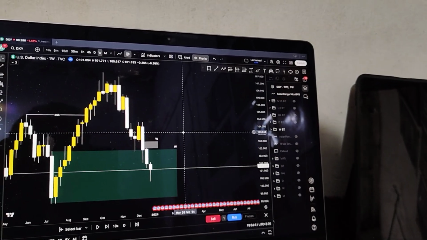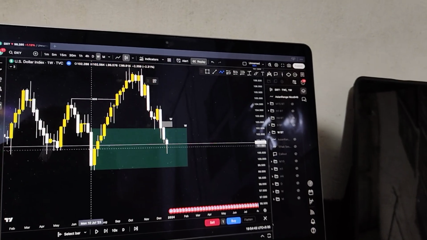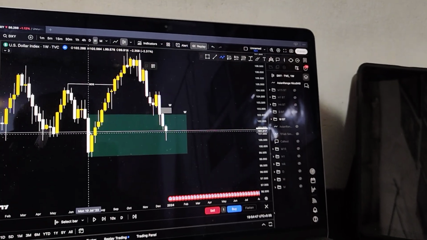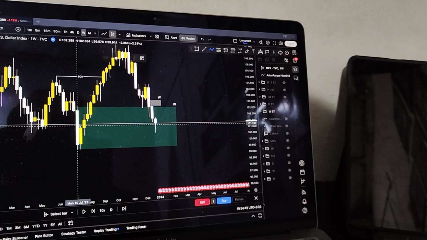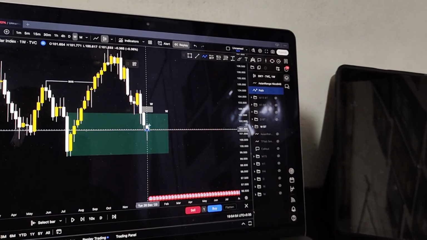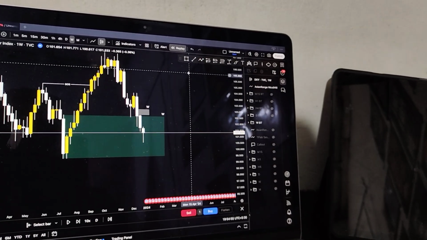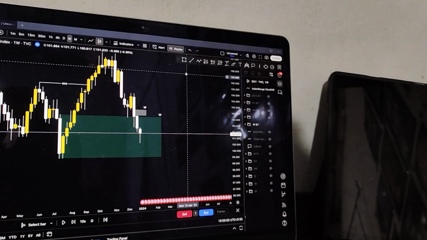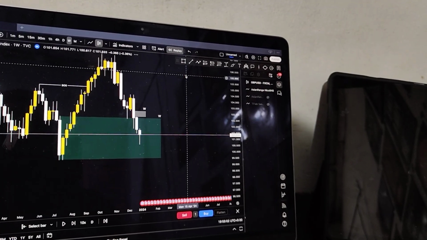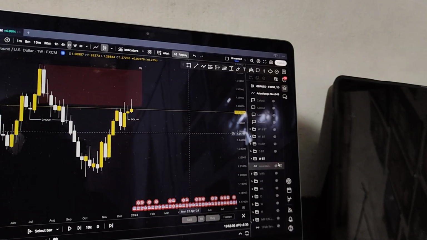So now going to DXY for confirming the bias. This is the demand zone that caused that break of structure, and also there is the higher low from that demand zone, and it is a bullish pin bar. So I was targeting this fair value gap here on the weekly time frame. So this was my weekly bias, and it was simple, right? So now going to the daily, not wasting any time.